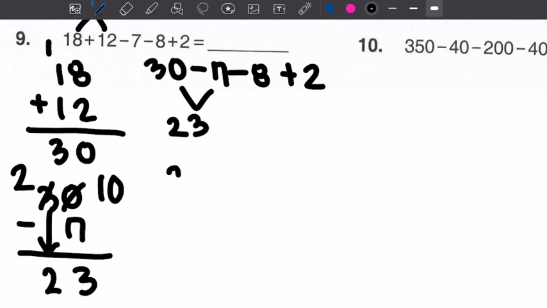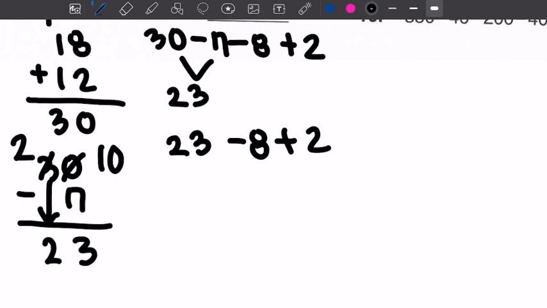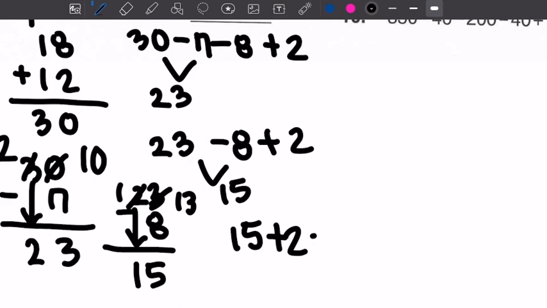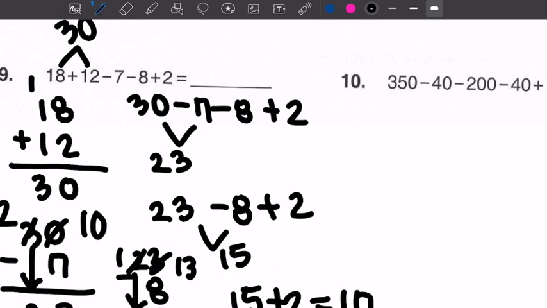So we're left with 23 minus 8 plus 2. Now 23 minus 8, again, since we cannot subtract 8 from 3, we're going to borrow a 10, which makes this 13. Now 13 minus 8 is equal to 5, and if we bring the 1 down, we have 15, which indicates that 23 minus 8 equals 15. Now this portion is 15. So finally, we have 15 plus 2, which is 17. Therefore, 18 plus 12 minus 7 minus 8 plus 2 is equal to 17.